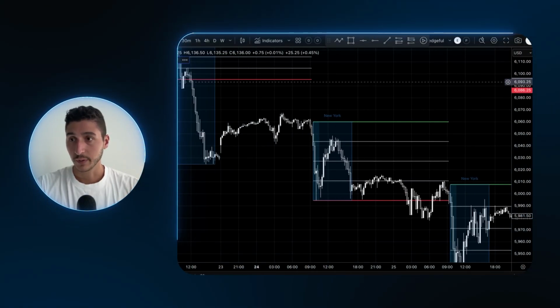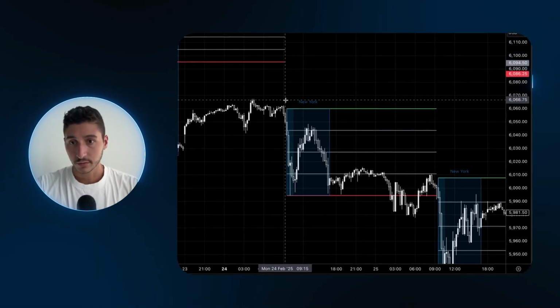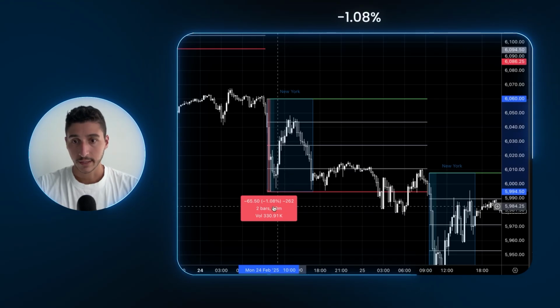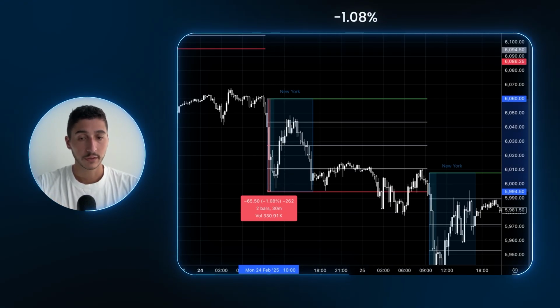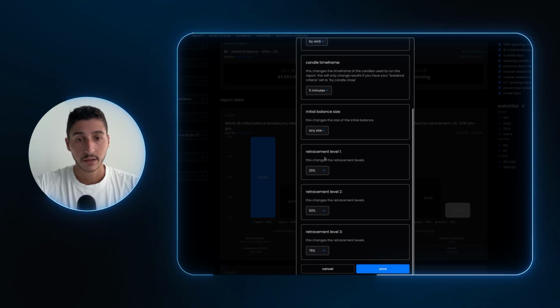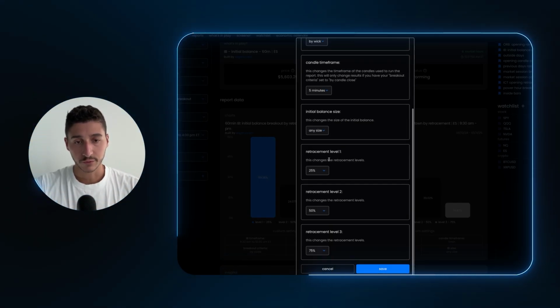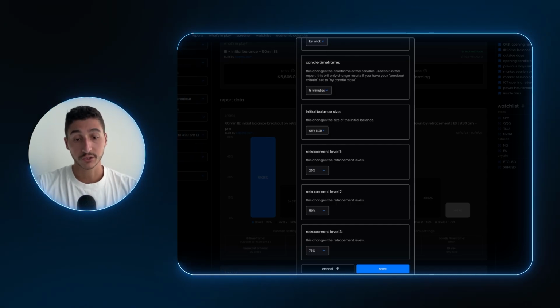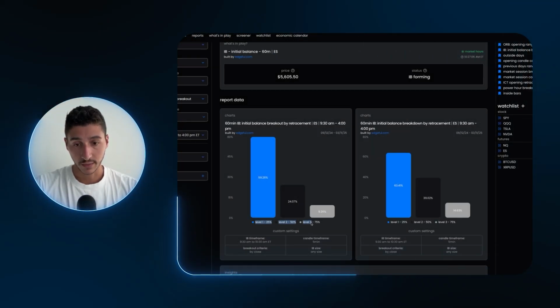These are all pretty big, but go to my measuring tool, go to the IB high, go to the IB low, and then you can see this is over 1%. So the IB size is going to change how things operate. And then finally, we have the retracement levels. You can play around with these. It doesn't really matter what you do. Just make sure that you remember to check on this.